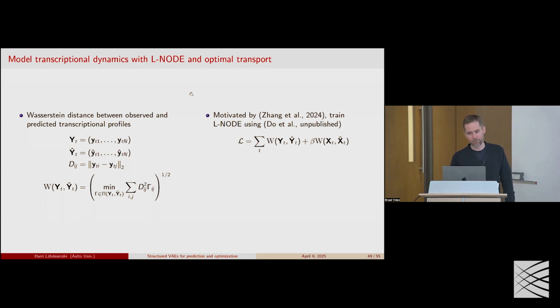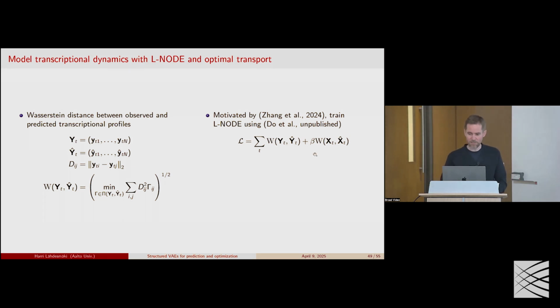Motivated by many of the existing techniques, we wanted to test how well our models would perform in these kinds of tests by training our latent neural ODE using the single cell data, and now changing the loss to be completely based on the Wasserstein-based loss in the data space as well as in the latent space.